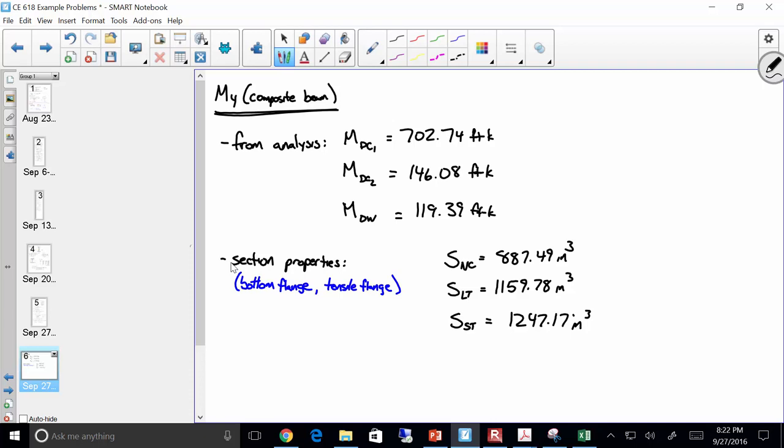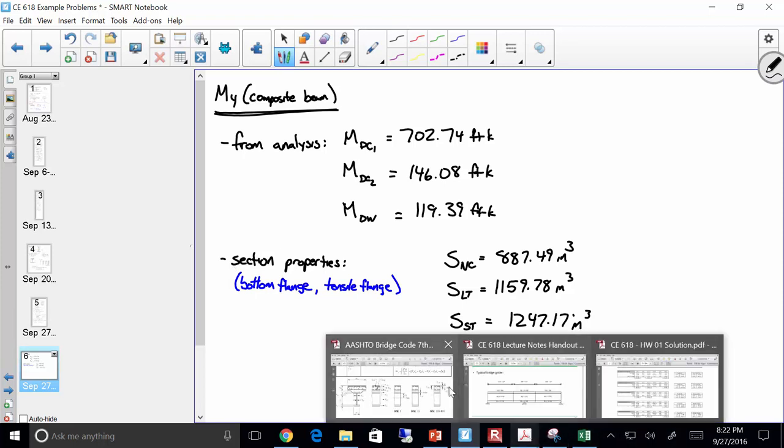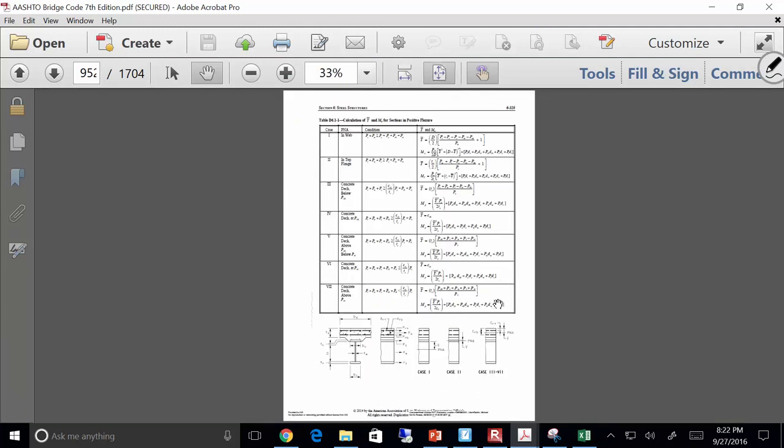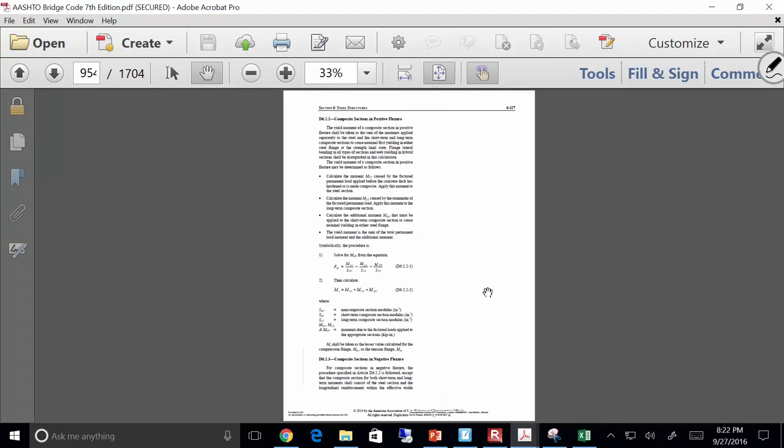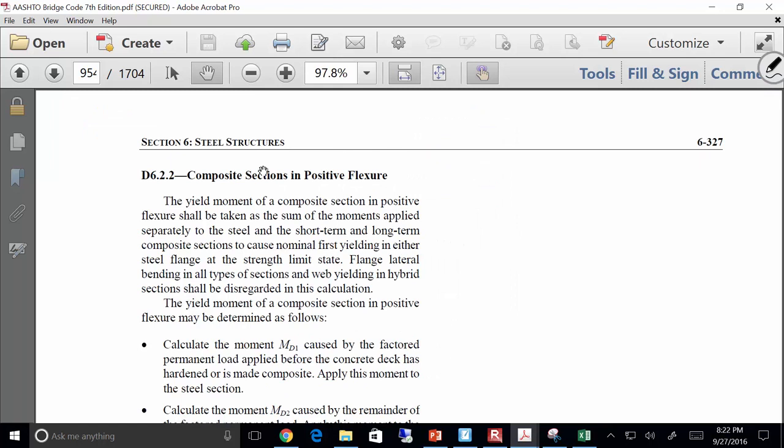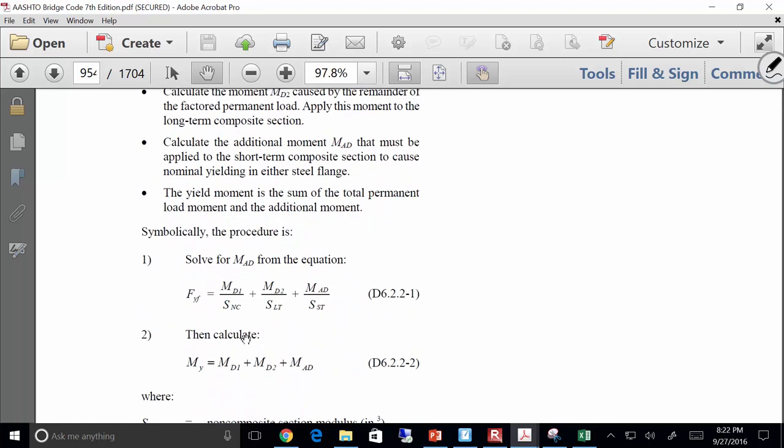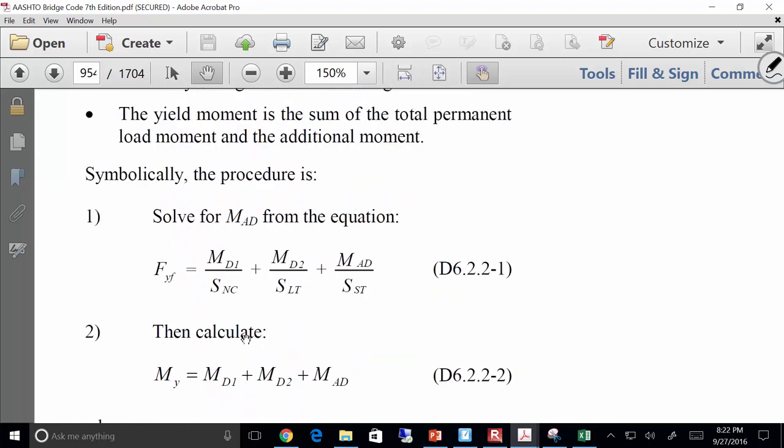All right. So I propose to you, here's what's going on. Let me go back to the specs. I'm in that Appendix D. If you've got a composite section, remember this, we've got to solve our equation for the yield stress of the flange. In other words, we're trying to figure out how much additional moment is going to yield this shape. Make sense? Then once we get that, add up all the moments, we've got yield moment. Sound good?